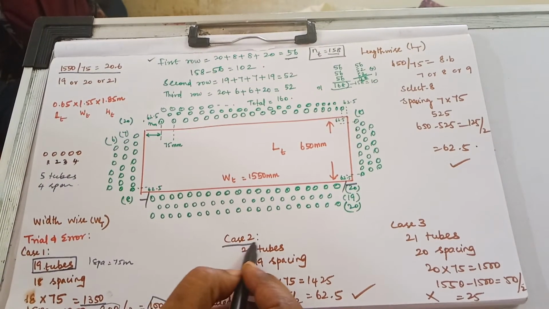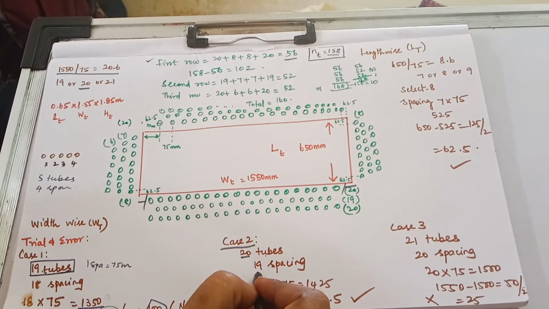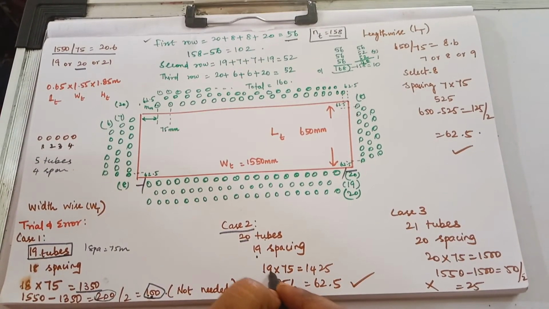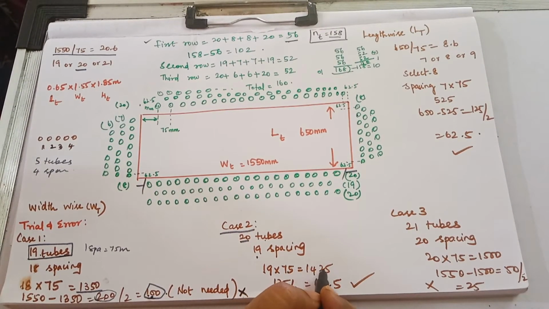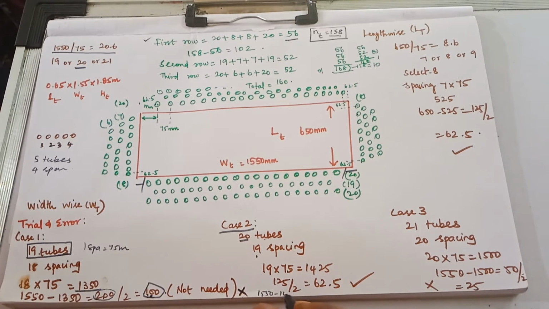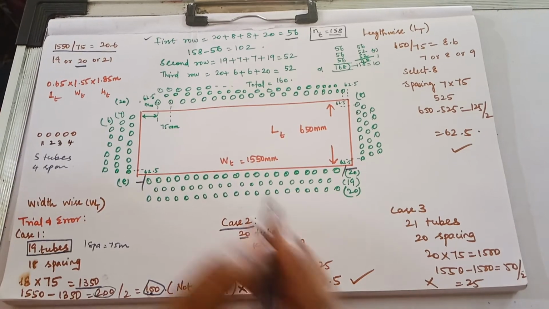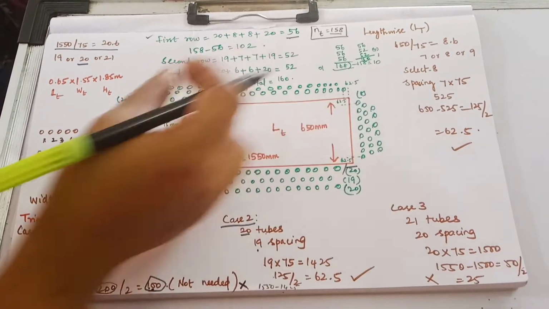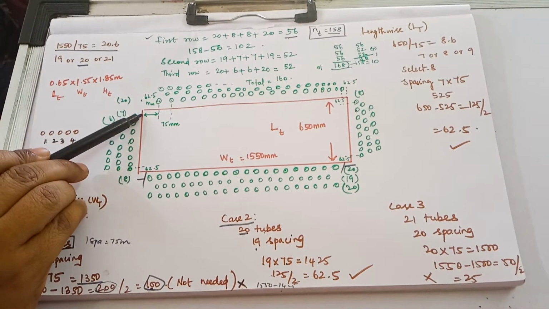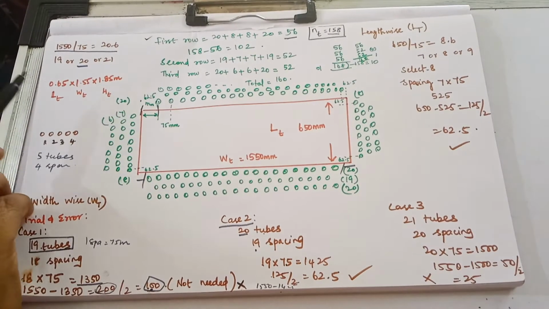So I am going to the second case. The second case is 20 tubes, so I am considering 20 tubes. The spacing is 19, and the distance occupied by the 20 tubes is 19 multiplied by 75, which is equal to 1425. So the remaining is 1550 minus 1425, which is 125, divided by 2, equal to 62.5. So 62.5 is the space between the wall and the center of the first tube.